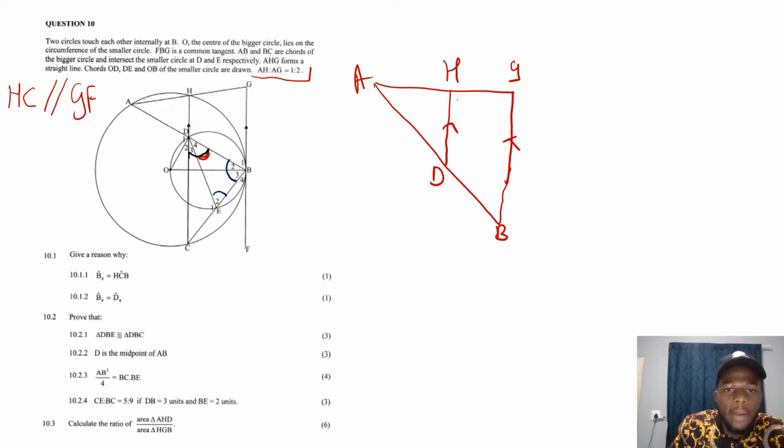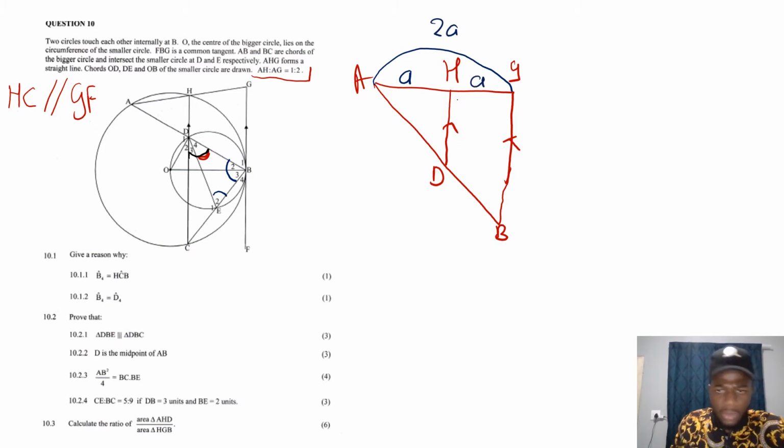AH is 1. Mind you, that one doesn't mean the length. Ratio, it doesn't mean it's the distance of that side. So I can write it as A or B or K. Then also given AG, it is 2. Can write 2A. Then the other one, obviously, it will be A. I hope you understand that one.